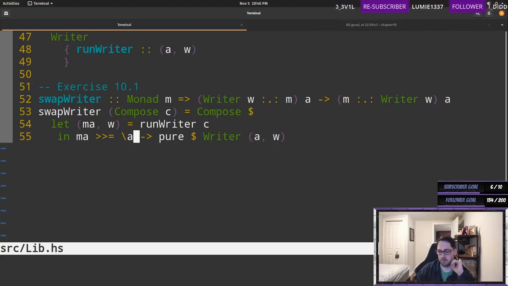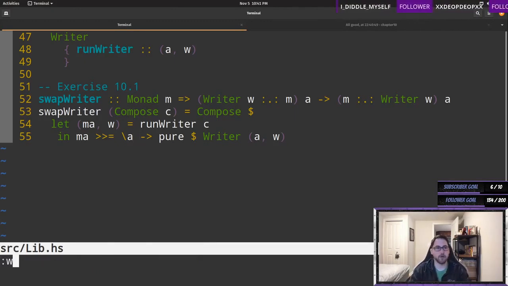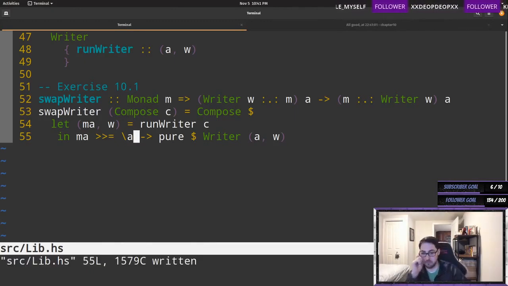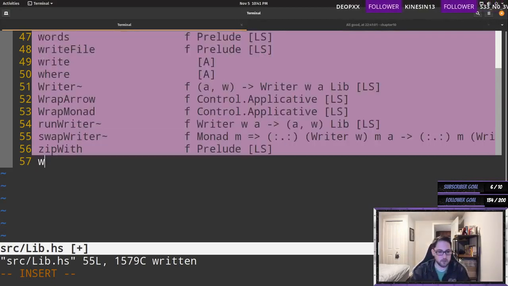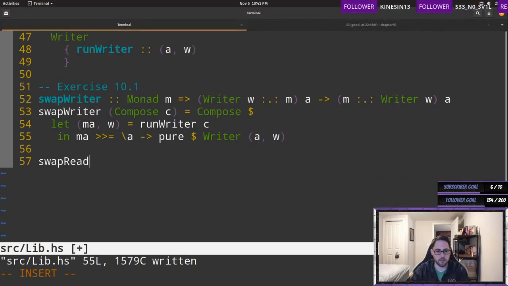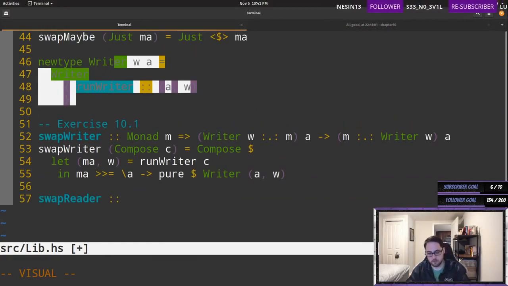If Jappy was here, he'd be like, you can use lenses. Apparently you can use lenses for everything. I didn't know that. Or maybe there's an arrow. I don't know. But I think this is right.